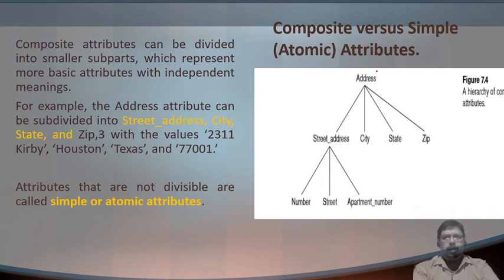See here we have taken an example of address. Similarly name has a first name, middle name and last name. So that is a composite attribute, okay. The composite attributes can be divided into smaller parts. Each represents more basic attributes.